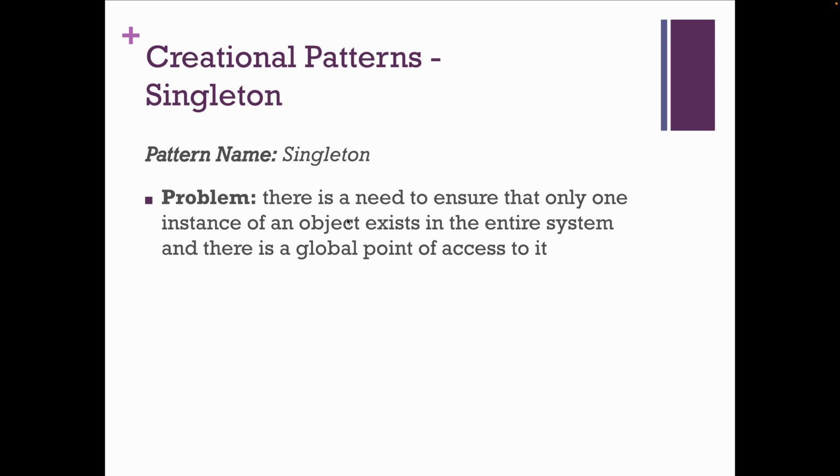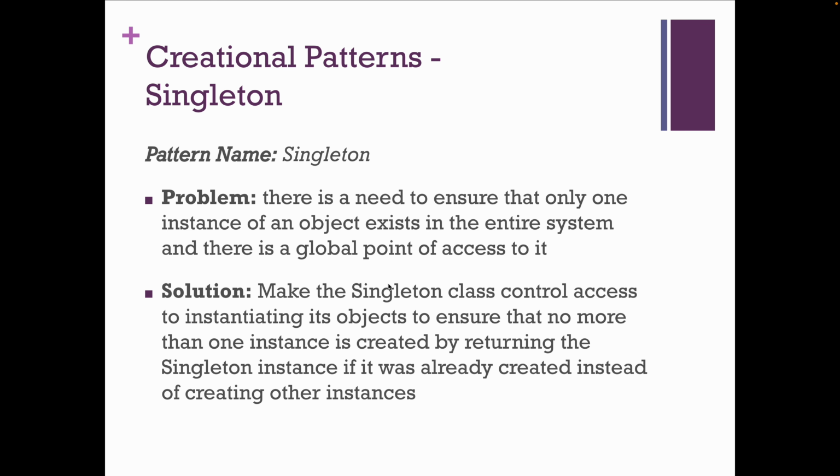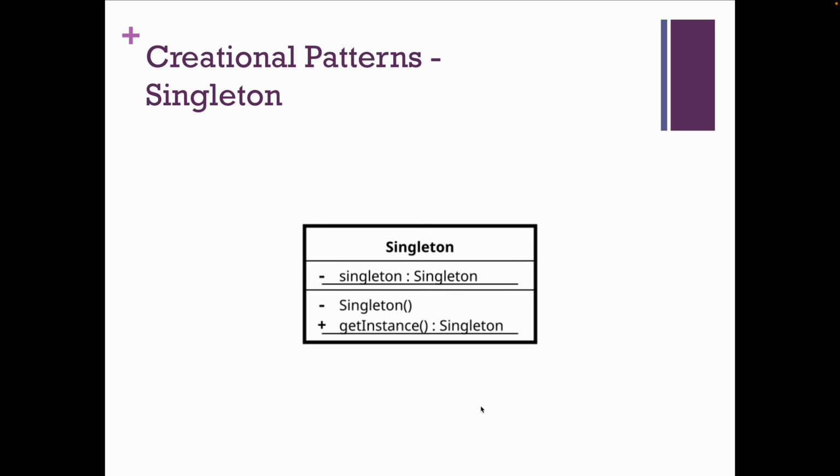Singleton is needed when there's a need to ensure that only one instance of an object exists in the entire system. So the singleton class controls access to instantiating objects to ensure that no more than one instance is created. And if one was created already, it'll just return it. So normally, this is made private. That's why this is a minus. So you cannot instantiate this class normally, but you can call get instance, and it'll always give you one instance of it. So this is needed.